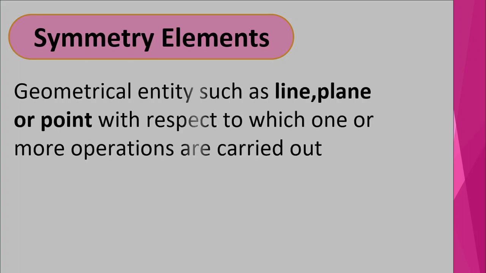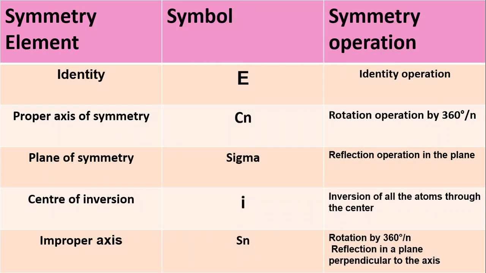Then come the symmetry elements: line, plane and point. These are the symmetry elements. So this is the main part of this lecture: symmetry element, its symbol and symmetry operation. There are a total of 5 symmetry elements, their symbols and their symmetry operations.